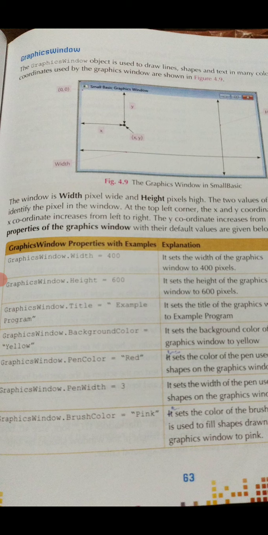The window is width pixels wide and height pixels high. Here the wide is signified as your width, and the height is... wide is WID, wide is signified as your width. Okay, WIDTH, width. And the high means what? The length. The length of the picture is signified as your height.